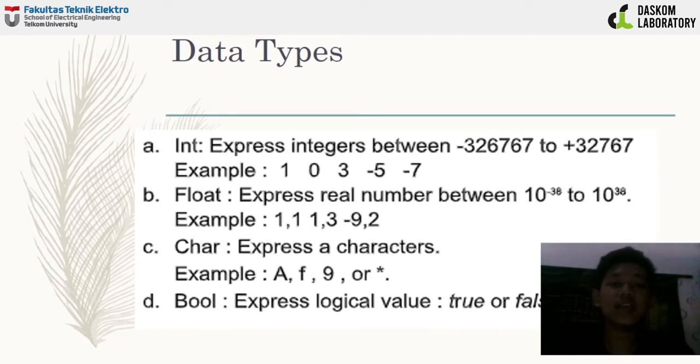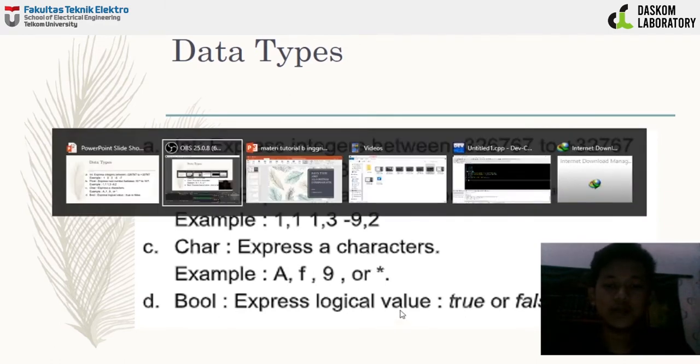And the last is Boolean. It expresses a logical value, and this is the nicest thing about Boolean. It's easy because there are only two values in it: true and false. If it's not true, it is false. If it's not false, then it is true. Simple, right? I'll give you an example in Dev C++.